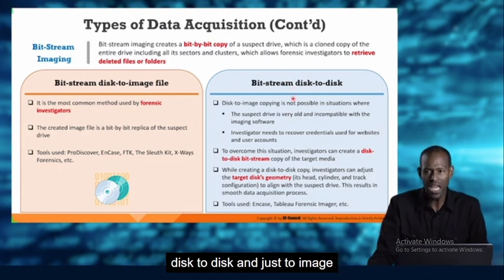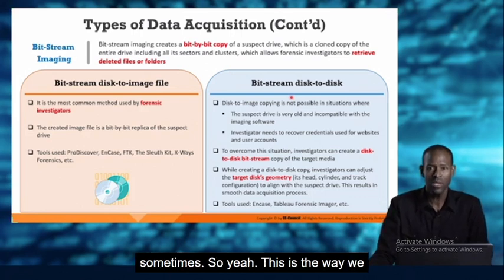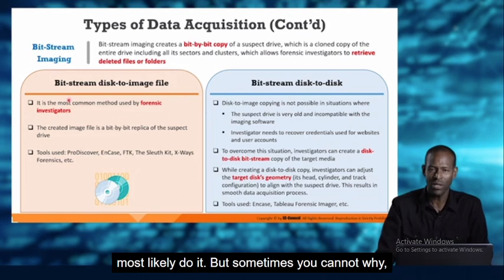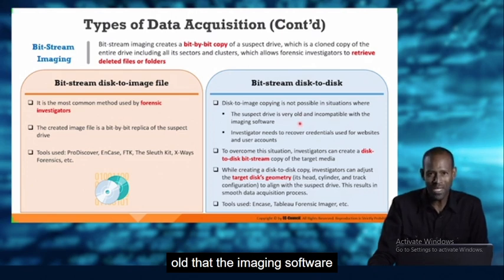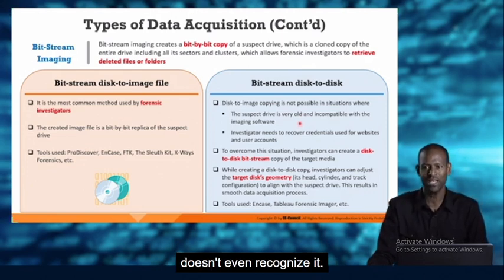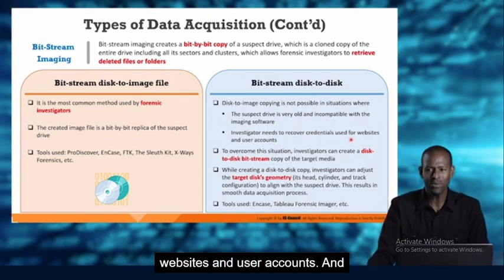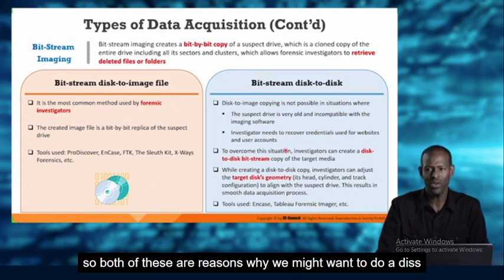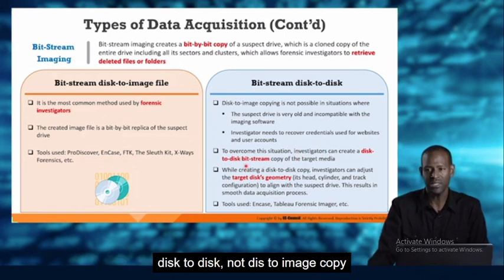And disk to image copying is not possible sometimes. So yeah, this is the way we most likely do it, but sometimes you cannot. Why? Because the drive is so old that the imaging software doesn't even recognize it. Or you need to recover credentials used for websites and user accounts. And so both of these are reasons why we might want to do a disk to disk, not disk to image, copy of that media.